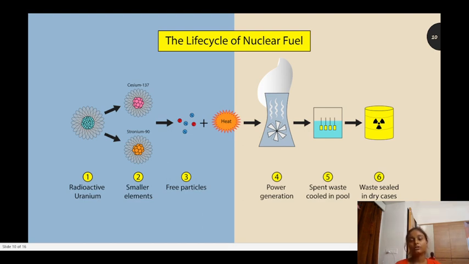This huge amount of heat is used for power generation. In the process, the heat is used to convert water to steam, which is used to drive turbines, and the spent waste is cooled in a pool, and then the waste is sealed in dry casks.